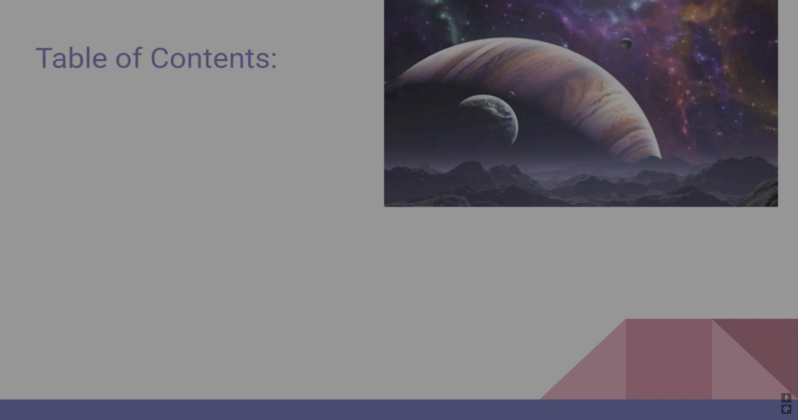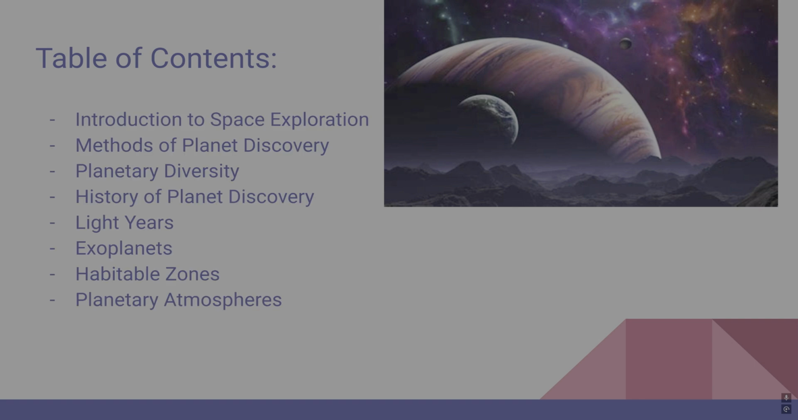Table of contents. This is kind of just to show us what we're going to be learning about in this presentation. First is going to be the introduction to space exploration itself. The next is going to be methods of planet discovery. After that, it's going to be planetary diversity. Then it's going to be a history of planet discovery. And then we're going to explain light years, talk about exoplanets, the habitable zones, and planetary atmospheres. All right, let's get into this.